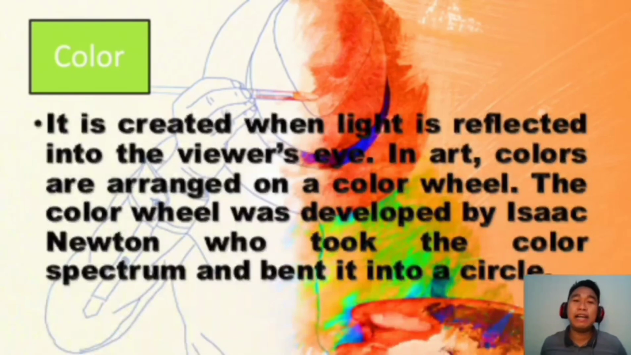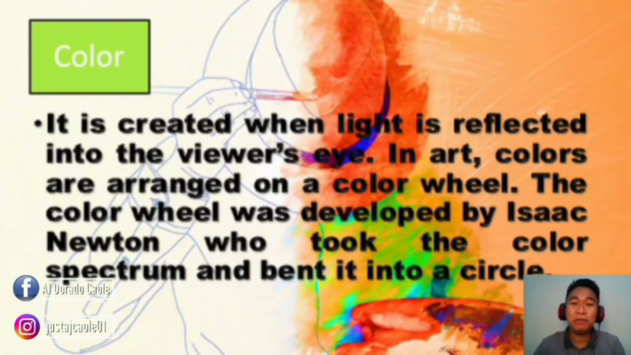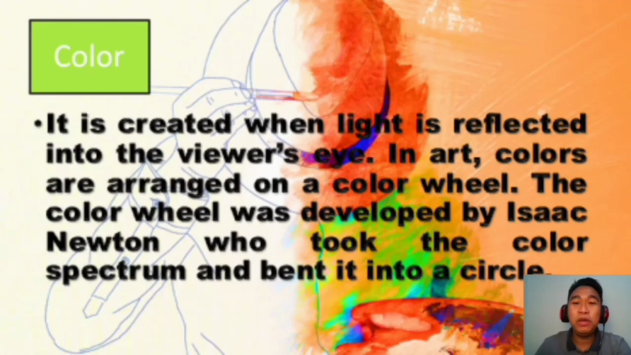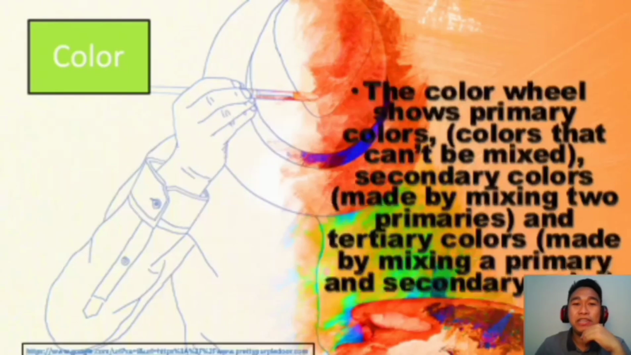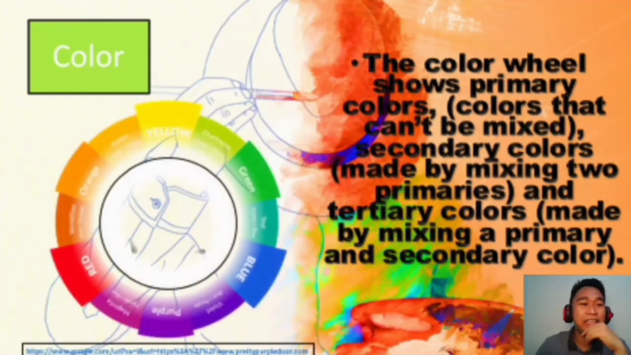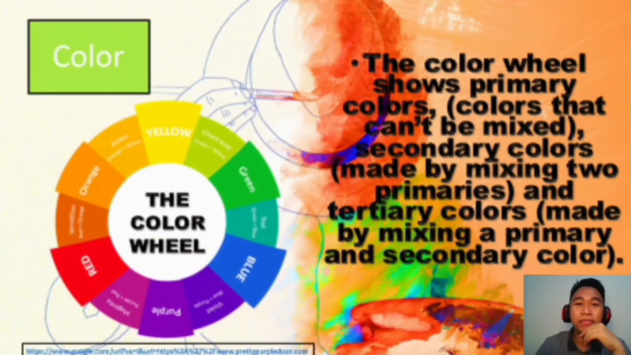So, the fourth element that we are going to discuss is the color, mga kanakan. It is created when light is reflected into the viewer's eye. In art, colors are arranged on a color wheel. The color wheel was developed by Sir Isaac Newton, who took the color spectrum and bent it into a circle. Okay, so titingnan natin yung color wheel ngayon.